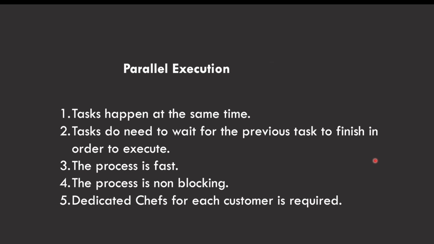Tasks do not need to wait for the previous task to finish in order to execute. The process is fast, it's non-blocking because none of the tasks had to wait. The orders did not have to wait, right? The orders just kept happening at the same time. Dedicated chefs for each customer were required. So this is parallel execution, right?